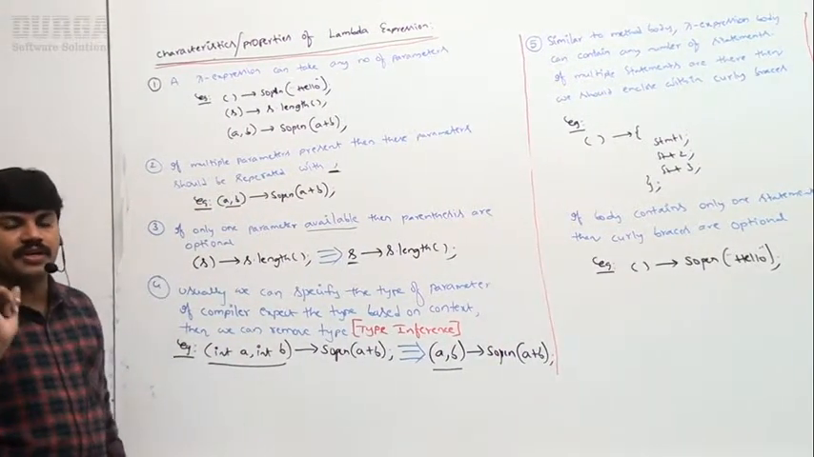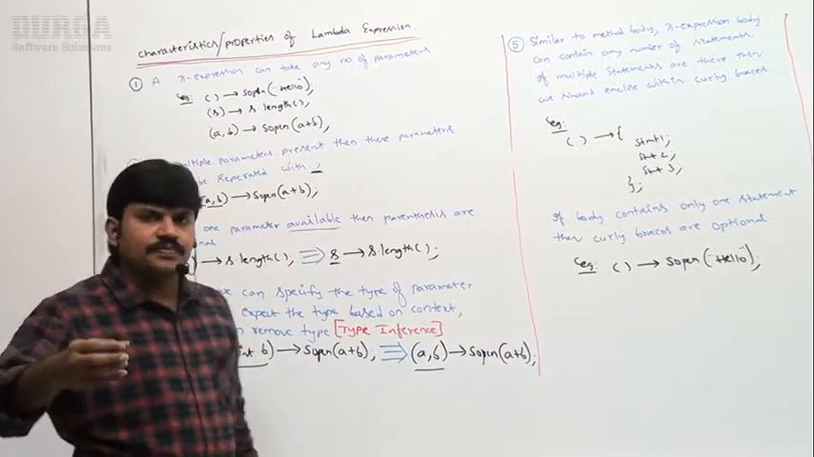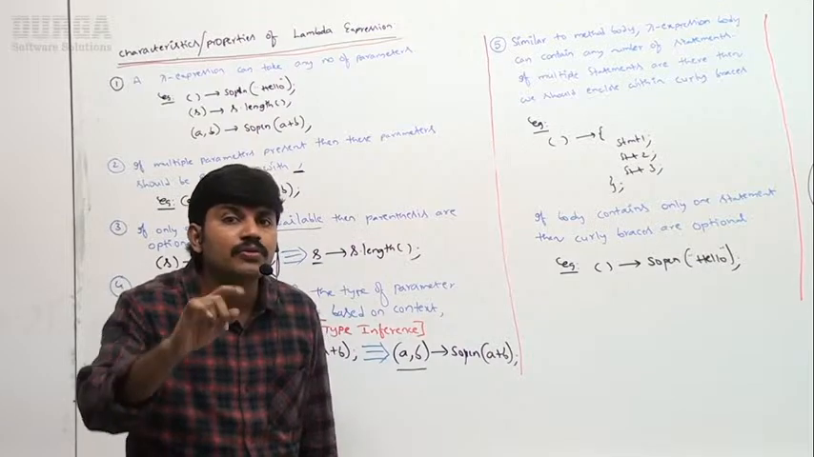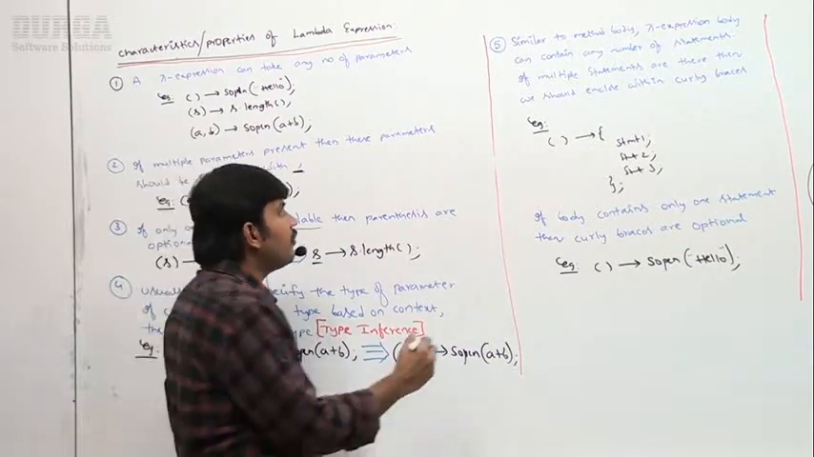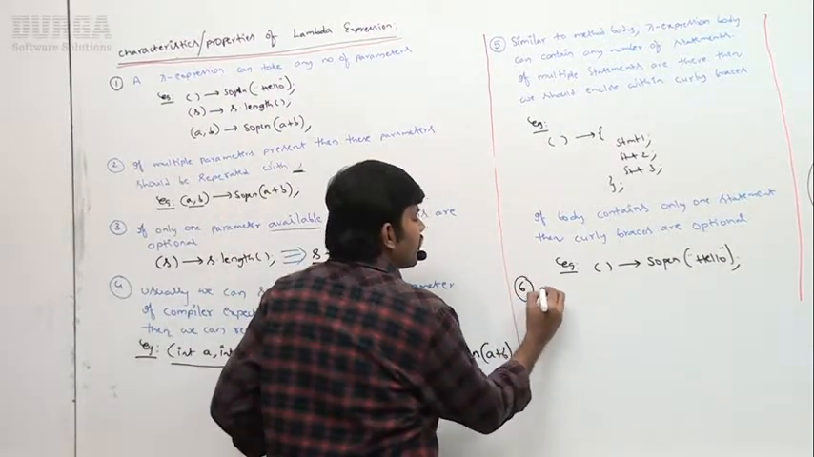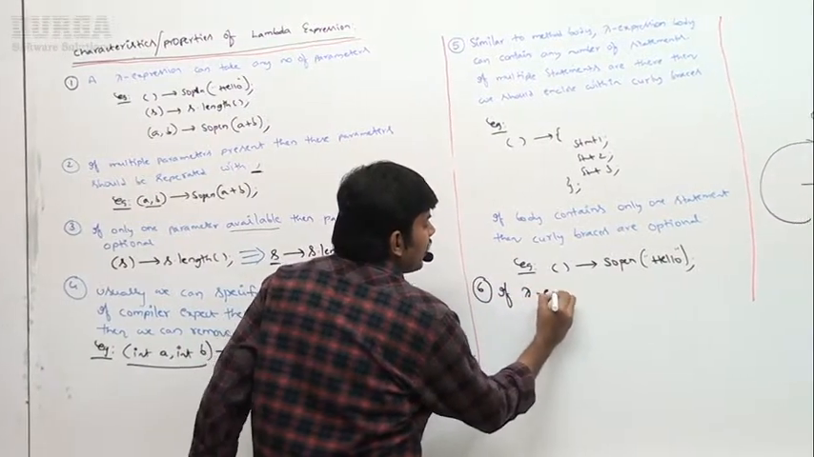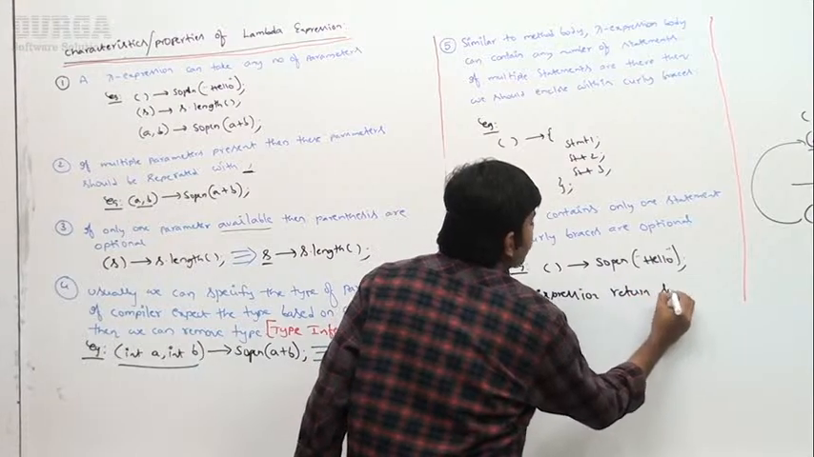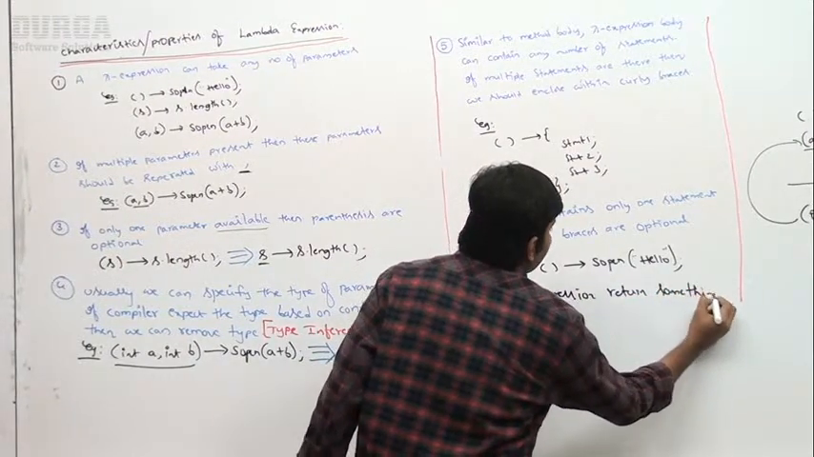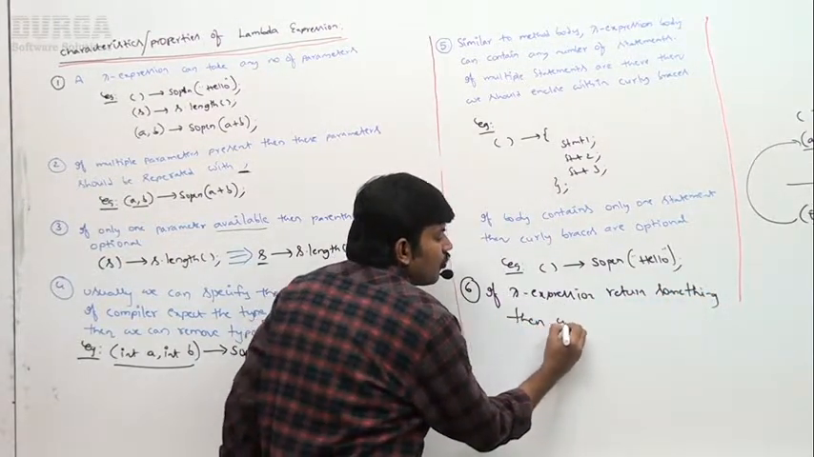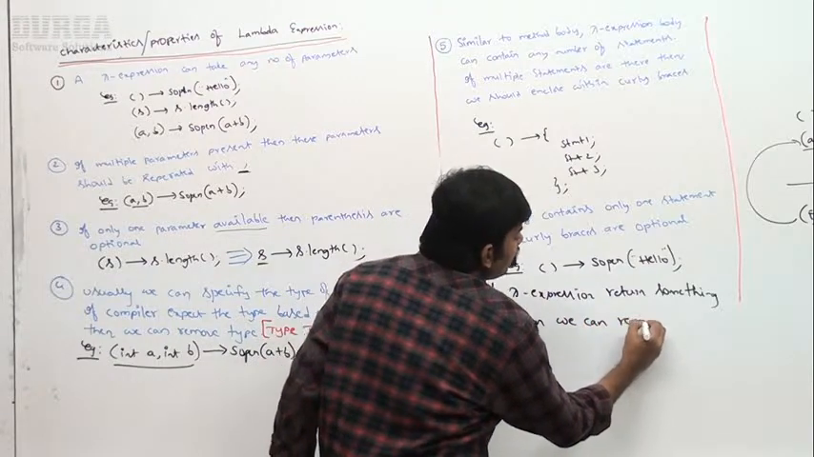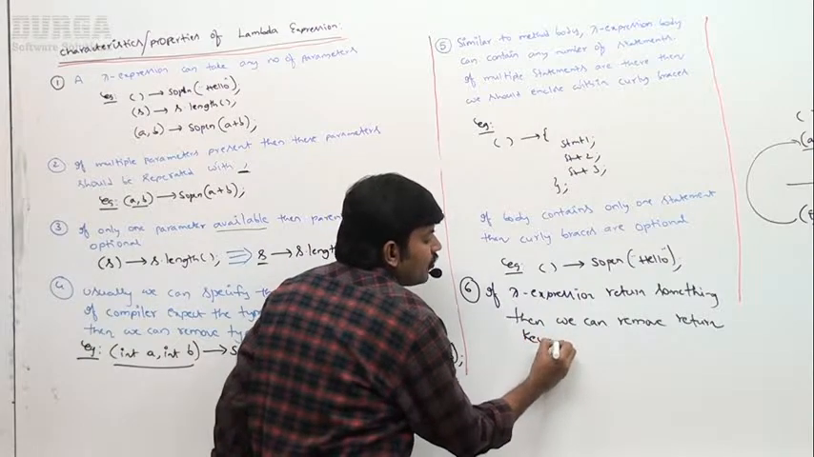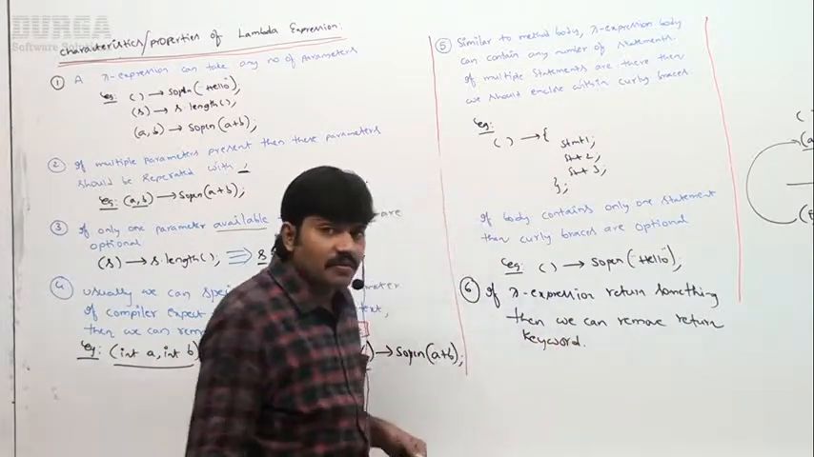You should be aware. Next, if a lambda expression returns something, we are not required to use a return keyword, right? Have you remembered, right? Just I will add a sixth property also. If a lambda expression returns something, then we can remove the return keyword. We can remove the return keyword, no problem at all. In the last examples I already explained, sir.